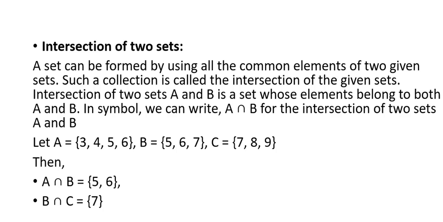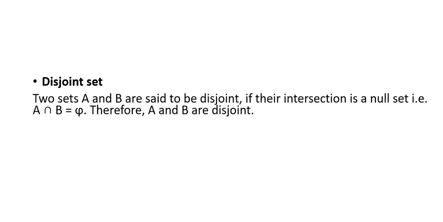Let's suppose there comes a condition when we take the intersection of two sets and there is nothing in common. Then what will happen? The result will be a null set. And if the result is a null set, then such sets are called disjoint sets. Two sets A and B are said to be disjoint if their intersection is a null set.